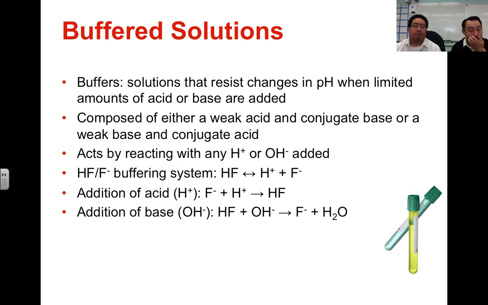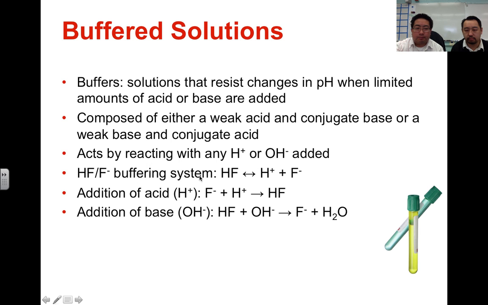Buffered solutions. Buffered solutions are solutions that resist pH change. So when you add more hydrogen ions, or add an acid or a base in a certain quantity, the pH is not going to shift. We have something like that in our blood to maintain a steady pH within our own system at all times. And it's composed of a weak acid with its conjugate base or a weak base with its conjugate acid.